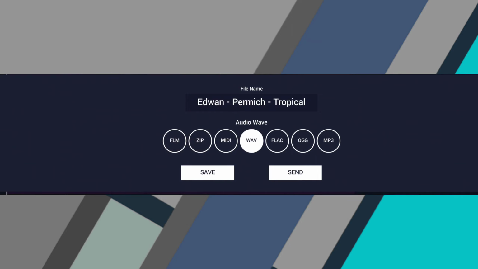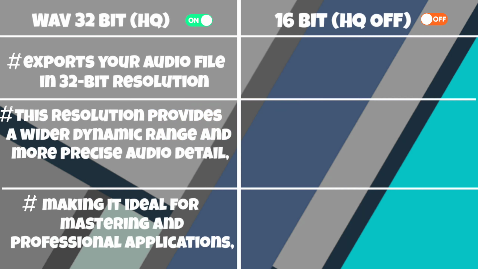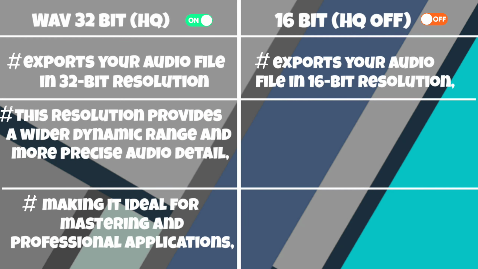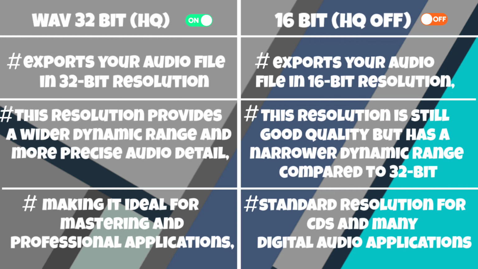When you render a track in WAV file with the high quality option off, the track saves in WAV file in 16-bit. This setting exports your audio file in 16-bit resolution. This resolution is still good quality but has a narrower dynamic range compared to 32-bit, which is the standard resolution for CDs and many digital audio applications.